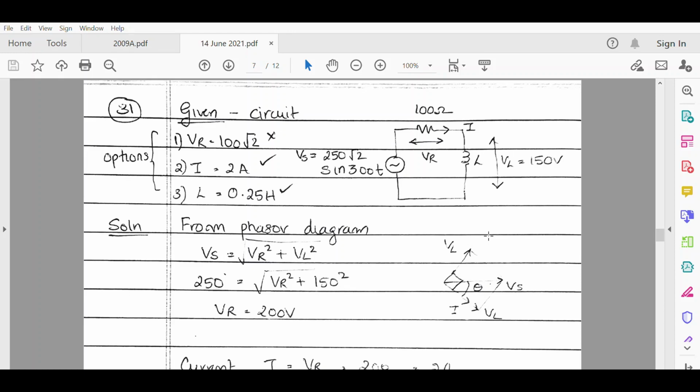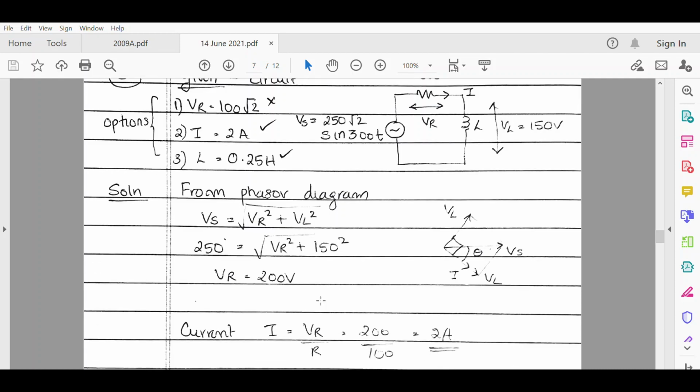Now from the phasor diagram we can see that the source voltage is the root mean square of the voltage across the resistance and the voltage across the inductance. So Vs is equal to root of VR square plus VL square. We can substitute the values that are known. Vs is equal to 250 volts and VL is equal to 150 volts, and we obtained VR as 200 volts. VR is the voltage across the resistance.